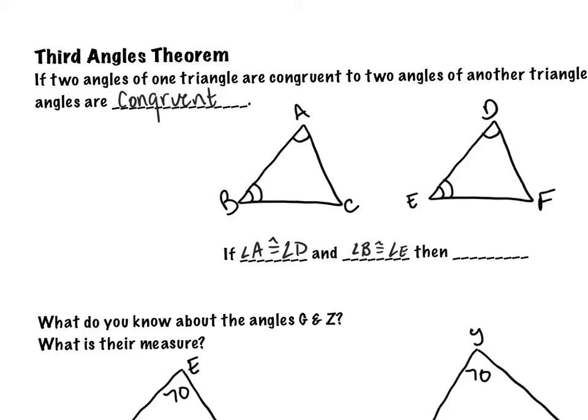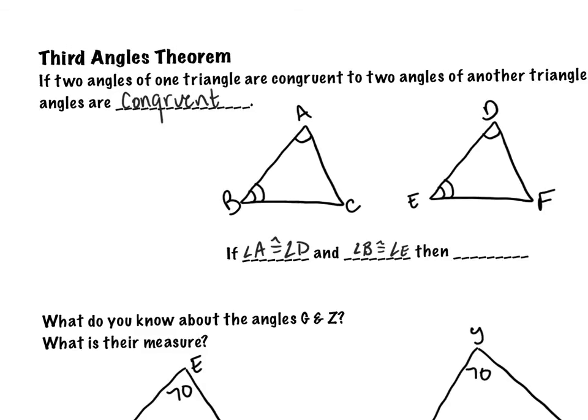180, right? So if I have 2 of the angles are the same in 2 triangles, 180 minus whatever A and B is will give me C. And since D and E are the same thing, that third angle has to be congruent. It's kind of common sense, right? It should logically make sense why this is happening.